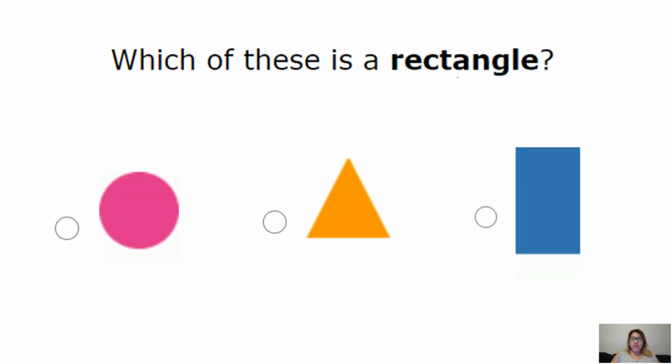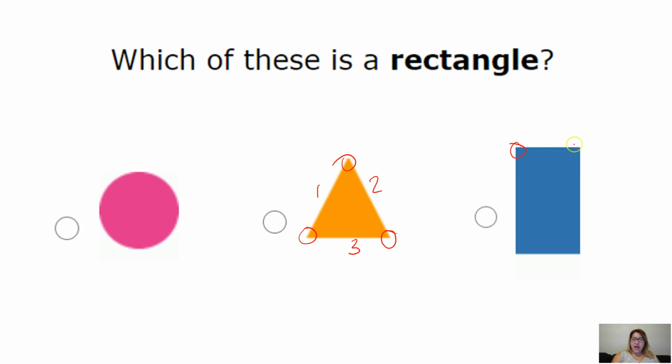Okay. Which of these is a rectangle? Okay, so the first one is round. It has no vertices. Okay, and this one has 1, 2, 3 vertices, and it has 3 sides. That makes it a triangle.